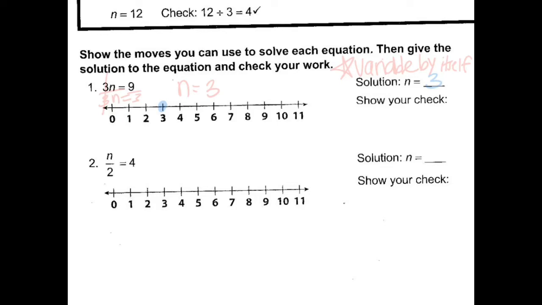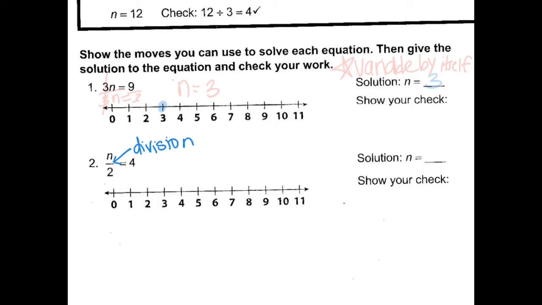Alrighty, let's move on to the next one. For this one, I've got n over 2 equals 4. Same thing here, get the variable by itself. Now, when you see this bar here, you need to recognize that that is division. This fraction has a division bar.